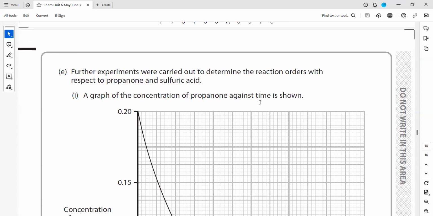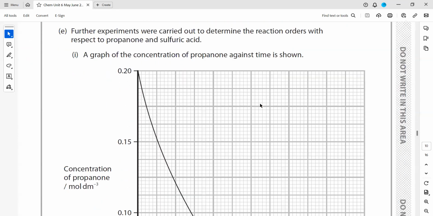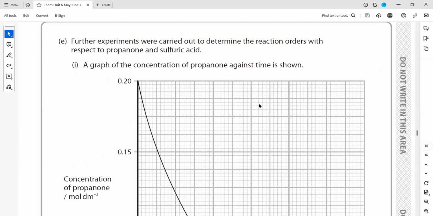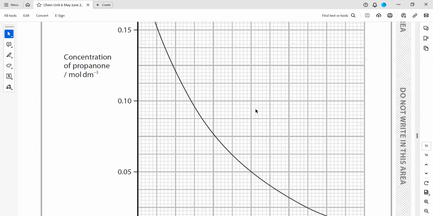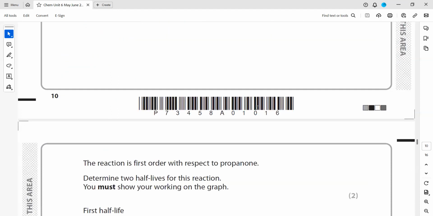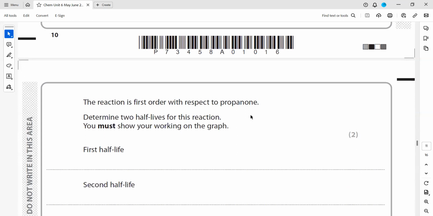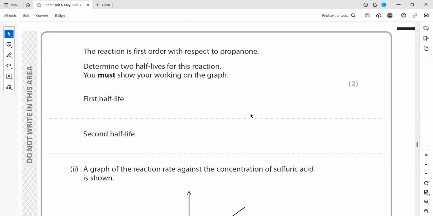Further experiments were carried out to determine the order with respect to propanol and sulfuric acid. The graph of concentration of propanol against time, as you can see. The reaction is first order with respect to propanol. Determine the two half-lives of this reaction and show your working on the graph.